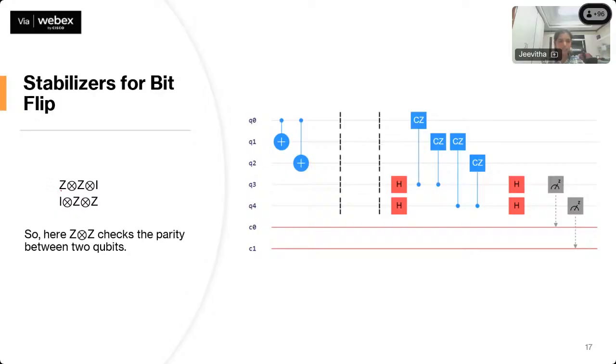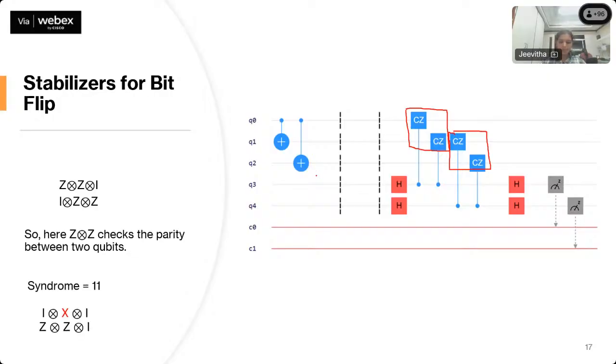So we are basically using ZZI and IZZ to identify the errors. So basically Z1, Z2, and Z2, Z3 belong to the stabilizer group, as I told. And since we are not applying any gate to the third qubit, we are taking it as identity. So here Z and Z check the parity between these two qubits. I showed the parity check earlier; here Z and Z checks the parity.